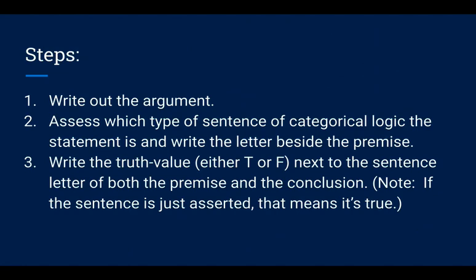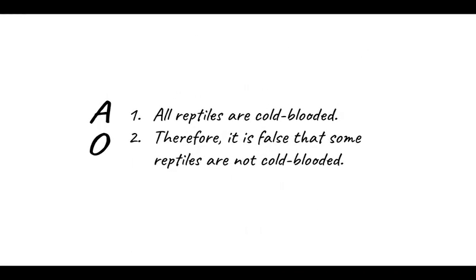Step 3. Write the truth value, either T or F, next to the sentence letter of both the premise and the conclusion. Note, if the sentence is just asserted, that means it's true. Okay, premise 1. All reptiles are cold-blooded. That is just asserted. It's stated as a fact. So we are going to assume it's true. The conclusion, it says right there that we're saying it's false. So we'll label it false.